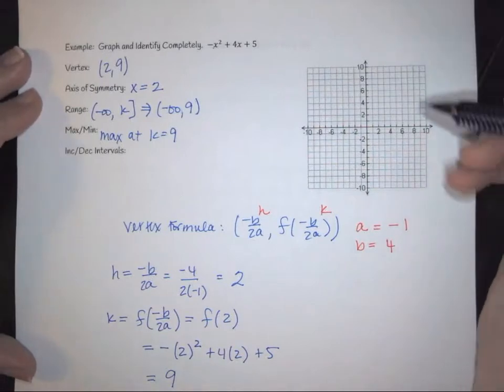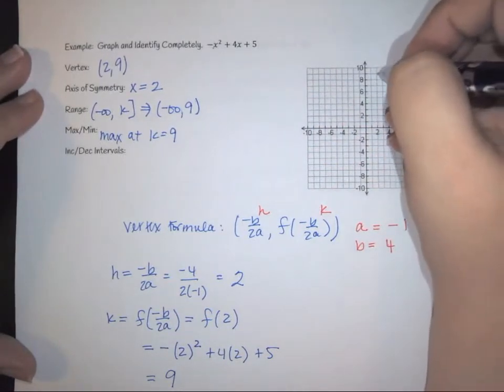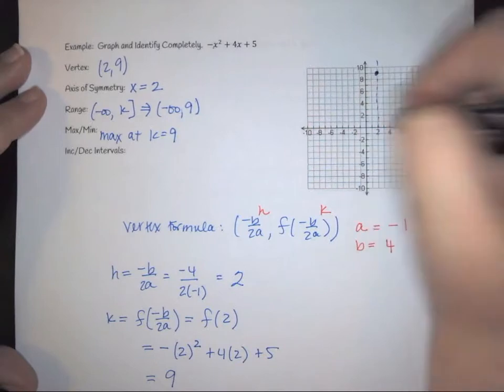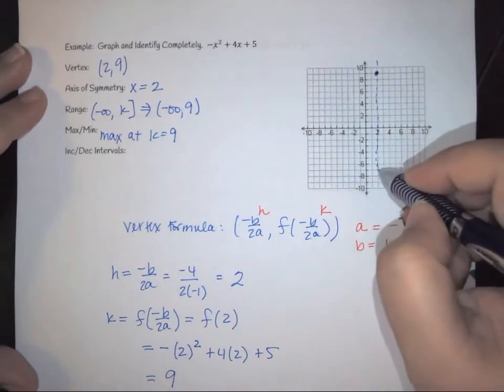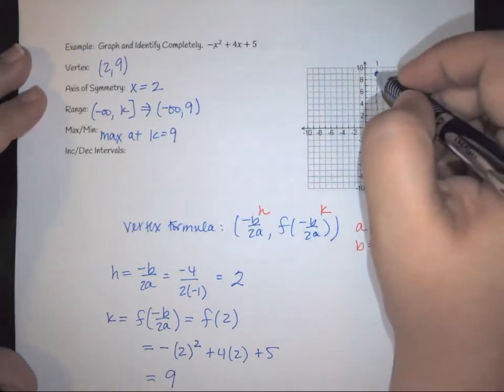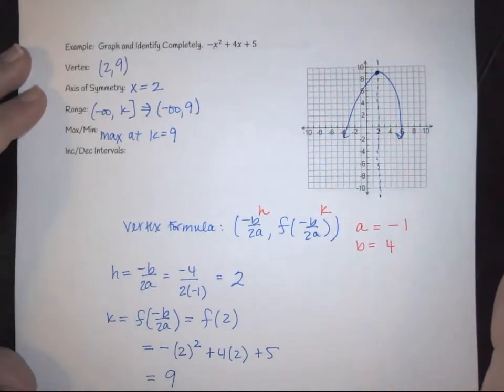So let's graph it so you can see it. We're going to go over 2 and we're going to go up to 9. So there's my vertex way up there. Drop in your axis of symmetry line. And again, remember, if you're graphing by hand, I'm just looking for a rough sketch. So here you would kind of drop in negative down one side, negative down the other.